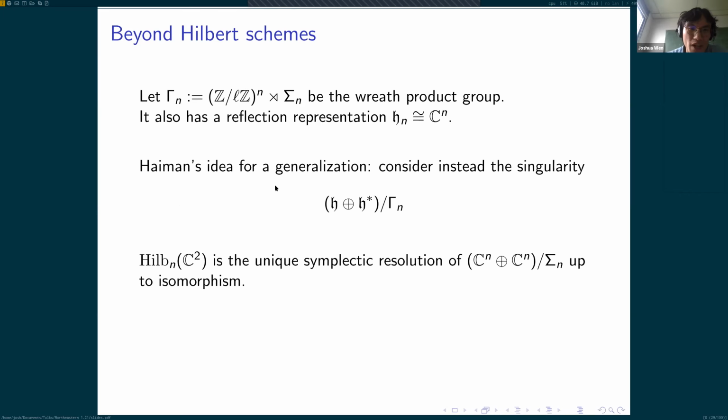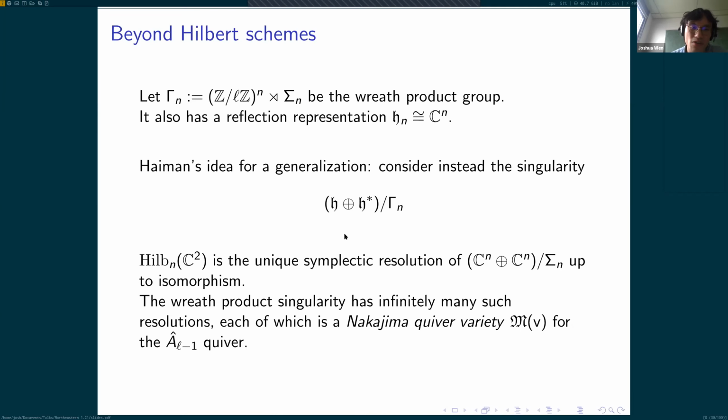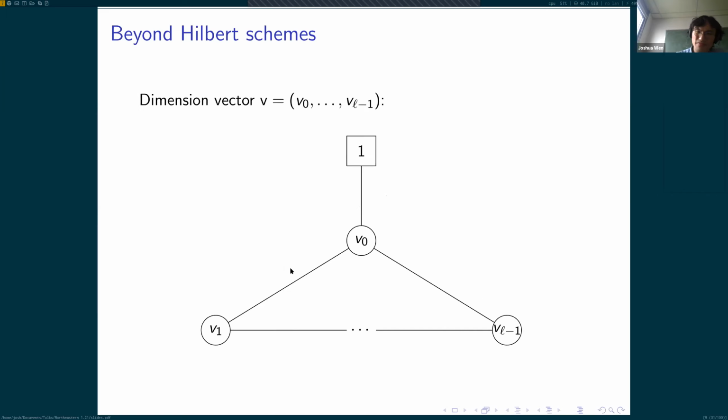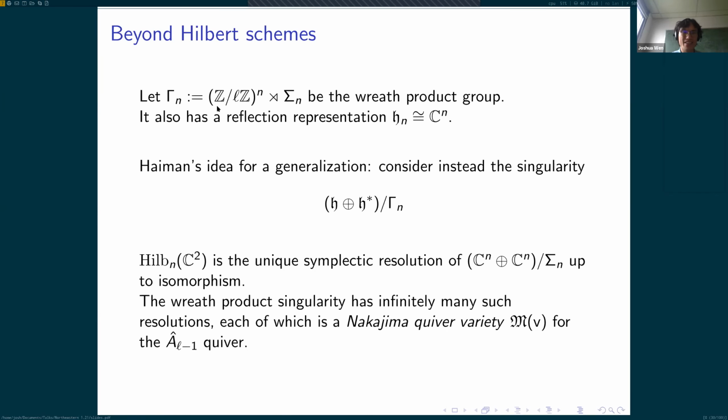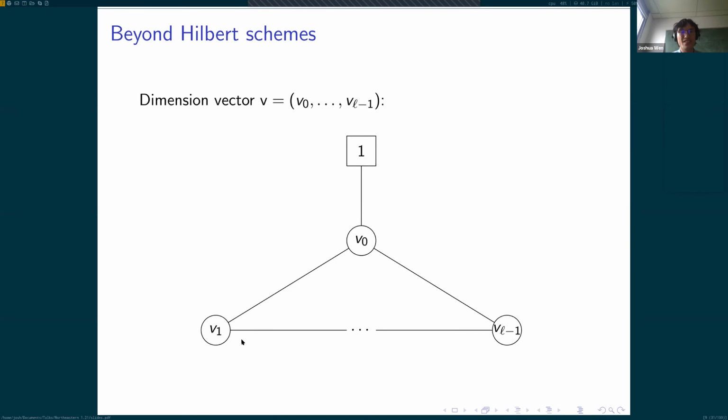And Haiman's idea is just, okay, well, you have the symplectic singularity. Let's just look at its symplectic resolution. Now, unlike before, where the Hilbert scheme was basically the unique one up to isomorphism, now we have infinitely many possible non-isomorphic resolutions, and they're all Nakajima quiver varieties for the cyclic affine A_{L-1} quiver. So L nodes, one-dimensional framing. And somehow N is tied into the dimension vectors here, to tell you which of these Nakajima quiver varieties resolves that singularity.